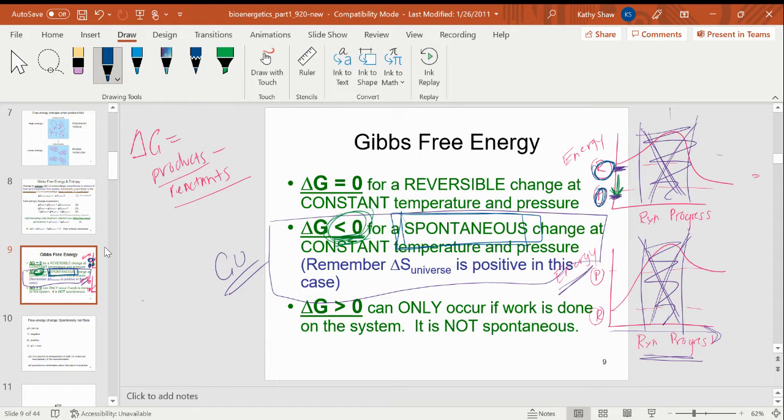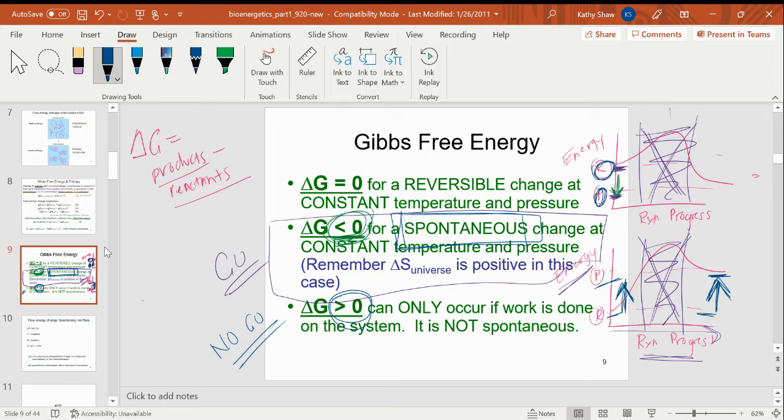Now the other way around, if the products have more energy than the reactants, when I do products minus reactants, I'll get a positive number. To get from reactant to product, I've got to climb up an energy hill. I need more energy for the products than I have contained in the reactants. So because of that, it's going to be my no-go. If delta G is positive, I positively have to put energy in to get from those reactants to the products.